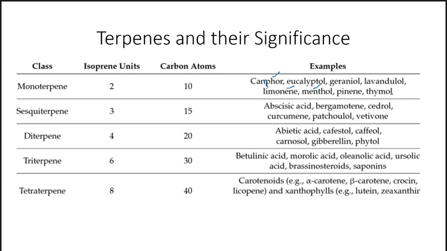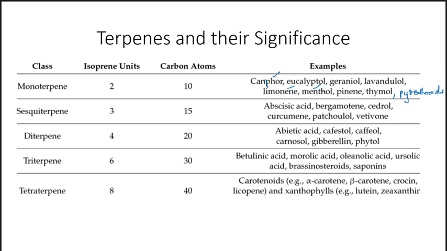One more, pyrethroids. Pyrethroids also fall under monoterpenes and they have insecticidal activity. Pyrethroids are synthesized in the leaves and flowers of chrysanthemum. So these monoterpenes, examples include camphor, limonene, pyrethroids.